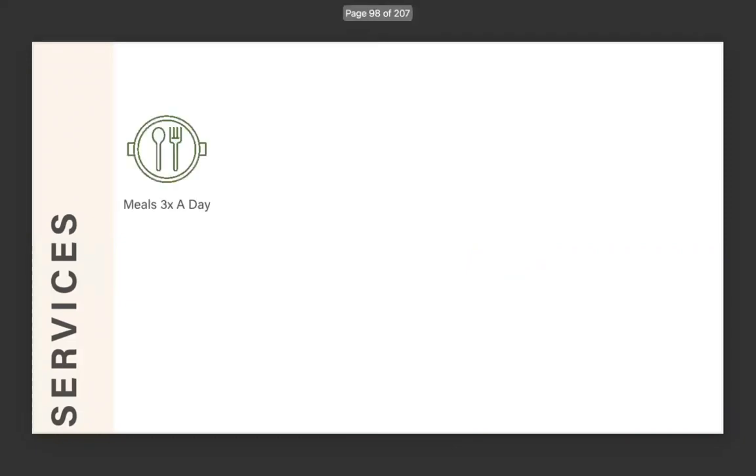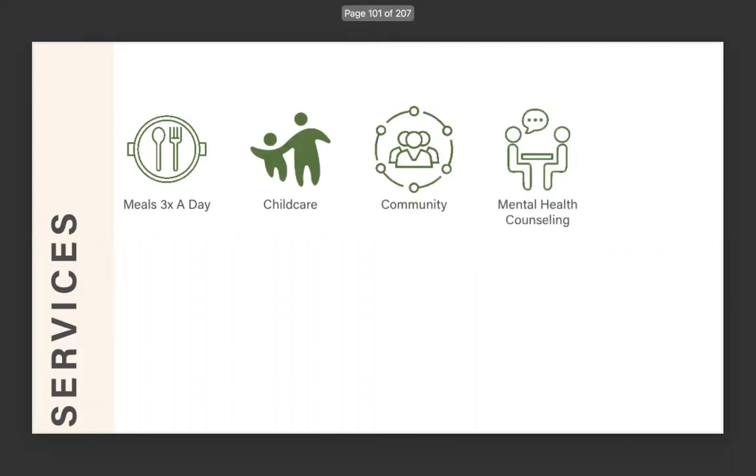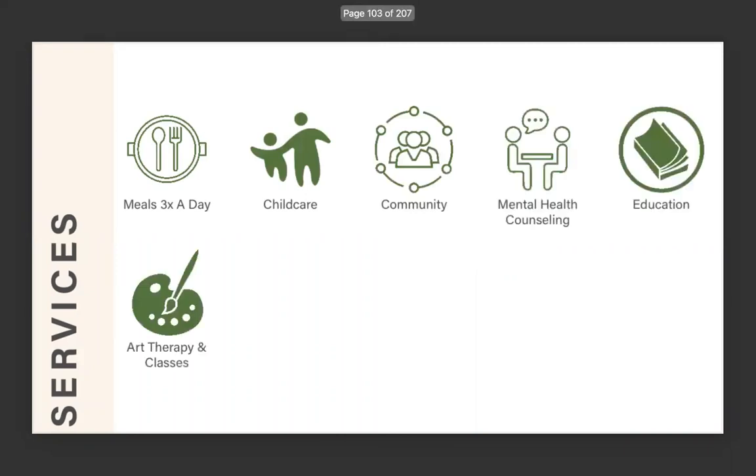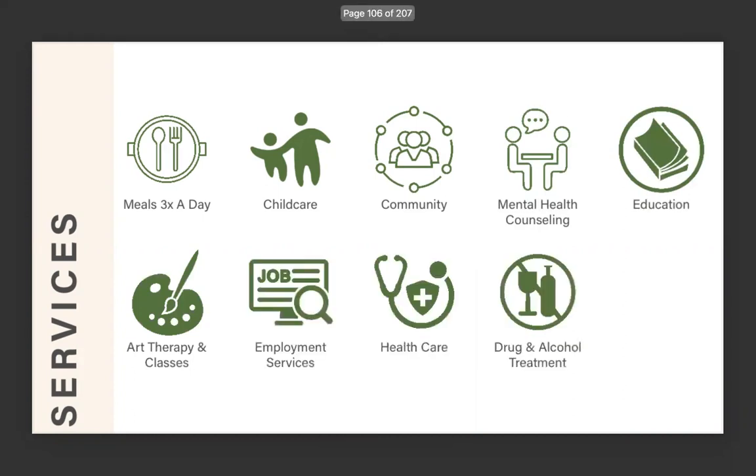So the services that the shelter will need to provide to serve the women properly would be meals 3 times a day, as well as childcare, a community, mental health counseling, education, art therapy, as well as art classes, employment services, healthcare, drug and alcohol treatment, and case management. And then I looked into what spaces were needed to provide for these services.